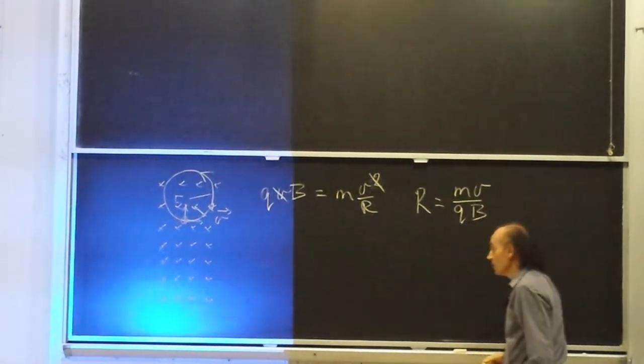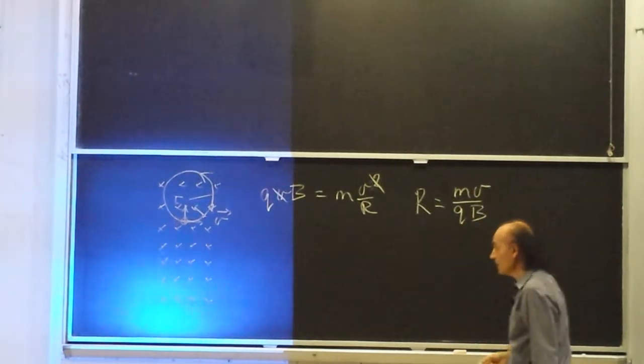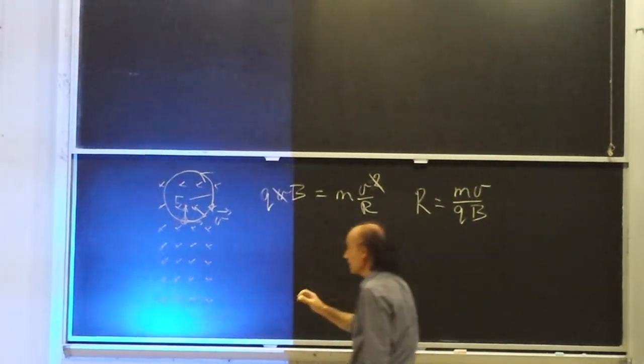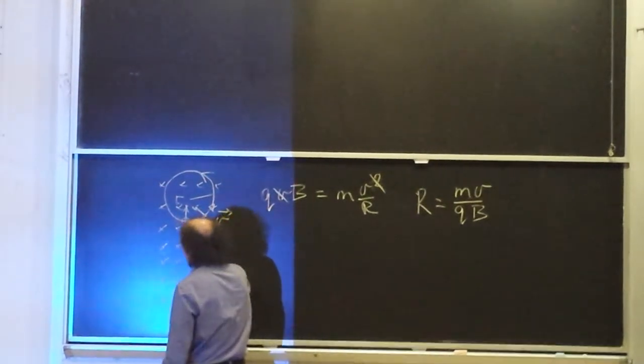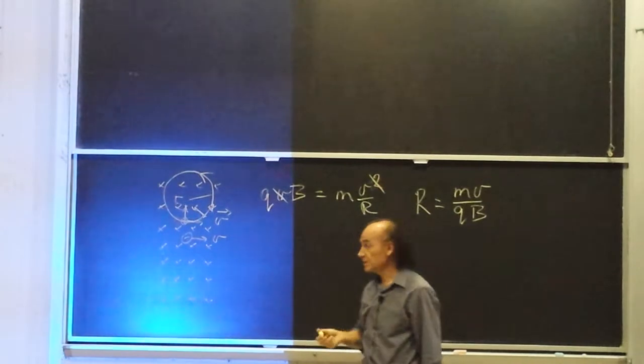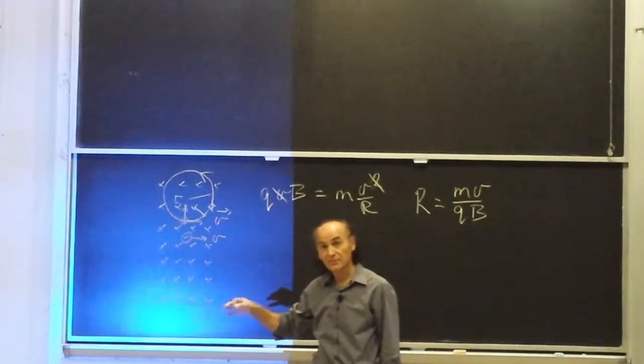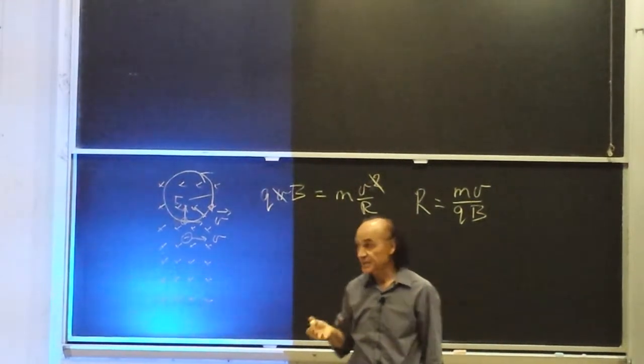This is the radius. So now what would happen if you had a negative charge? The same situation, but negative charge. So this is a negative charge, enters this field with the same velocity. The magnitude of the charge is the same, velocity is the same, magnetic field is the same.